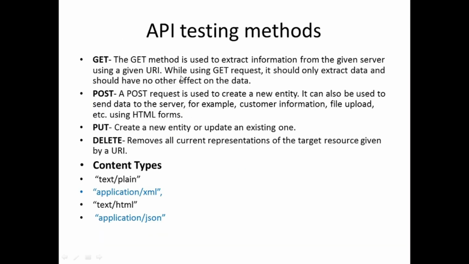Now there are different API testing methods. GET is used for extracting the information from the given server with the given URI. Then POST is used for creating a new entity. Then PUT is used for updating that entity, and DELETE is used for removing the current representation of the target resource. Then there are content types. Mainly we are using application/JSON and application/XML.